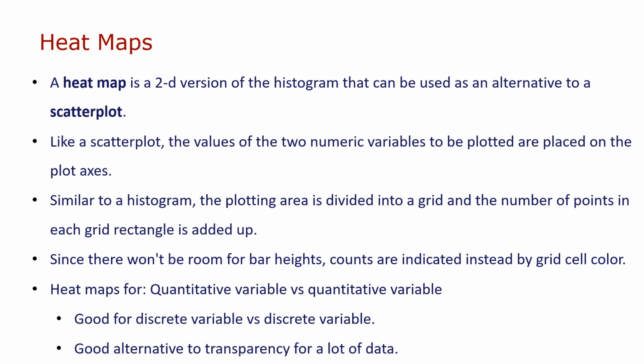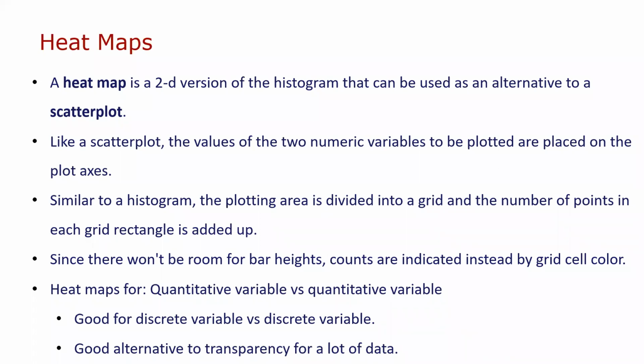Is this clear? Okay, now we go to another type of visualization, which is called heat mapping. And heat mapping is a simple idea. It's an alternative to a scatter plot. The values of 2 numeric variables to be plotted are placed on a plot axis, similar to a histogram. The plotting area is divided into a grid.